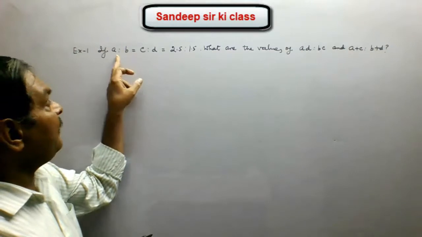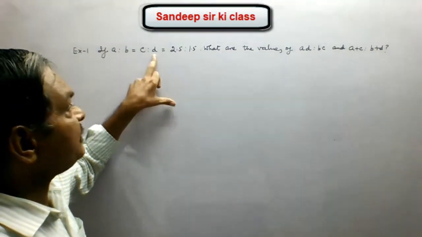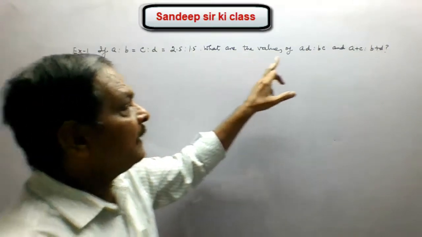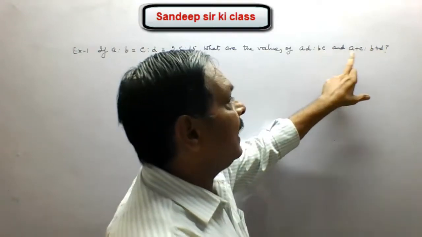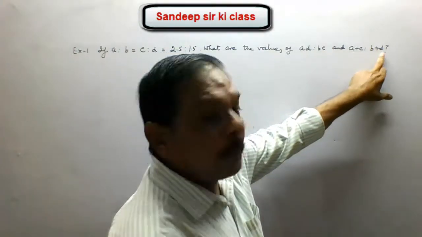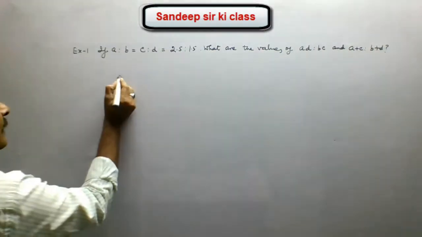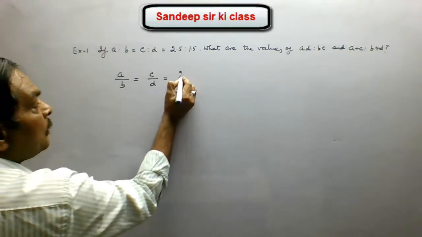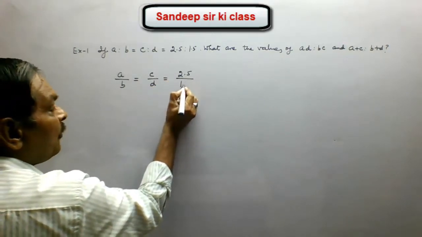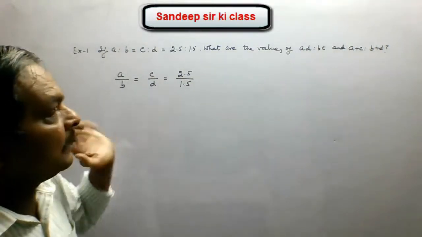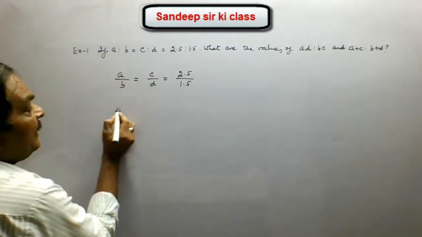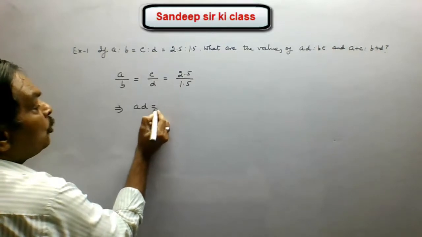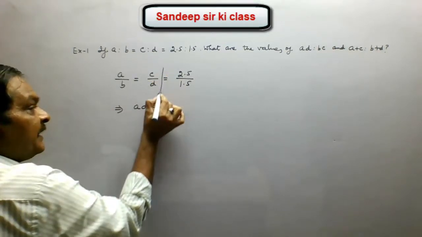Example 1: if A ratio B is equal to C ratio D is equal to 2.5 ratio 1.5, what are the values of AD ratio BC and A plus C ratio B plus D? Now, we have been given A upon B equal to C upon D equal to 2.5 upon 1.5. This is what we have been given. Now, when we cross multiply, we get AD equal to BC. We are considering only this portion.